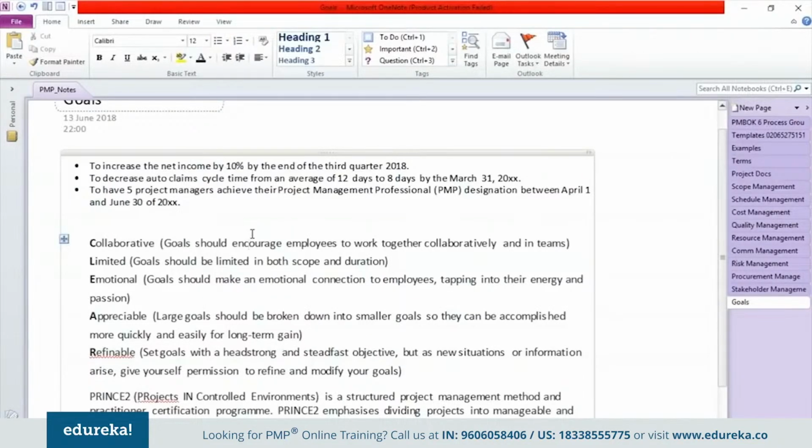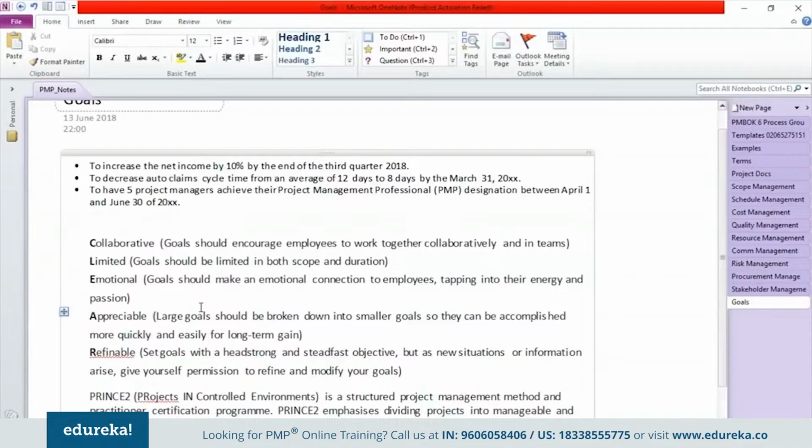The other example could be to decrease auto claims cycle time from an average of 12 days to 8 days by March 31st, maybe 2019. So this is another good example wherein we're very clear about what we want to achieve by the end of that project. We want to reduce the cycle time, by how many days, and by when. So if the goal is clear and smart, then it becomes much easier to relate to.